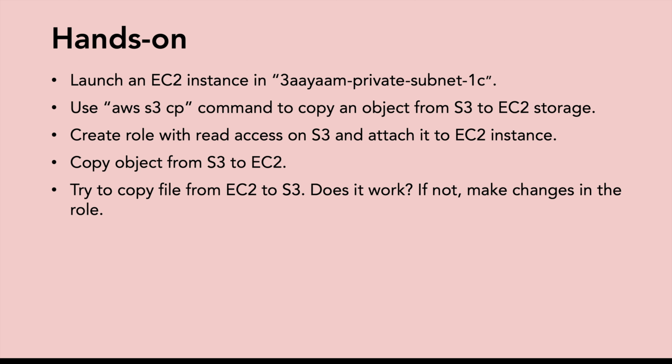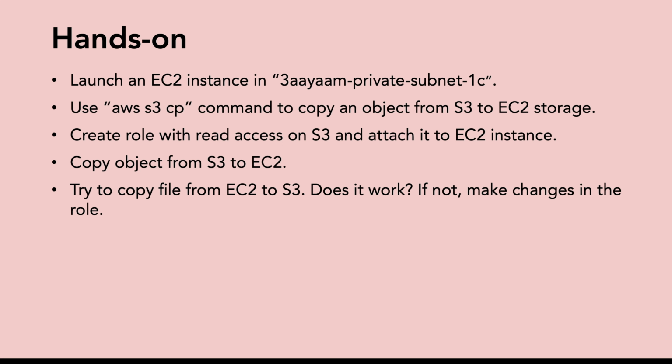And I should not be able to do so because the EC2 service will not have any access to the S3 service. Then we'll create a role with read access to S3 and attach it to the EC2 instance, and then we'll perform the same copy object operation. Also, we'll try to copy a file from EC2 to S3. We'll see whether it works or not. If not, then we'll have to make changes in the role also.